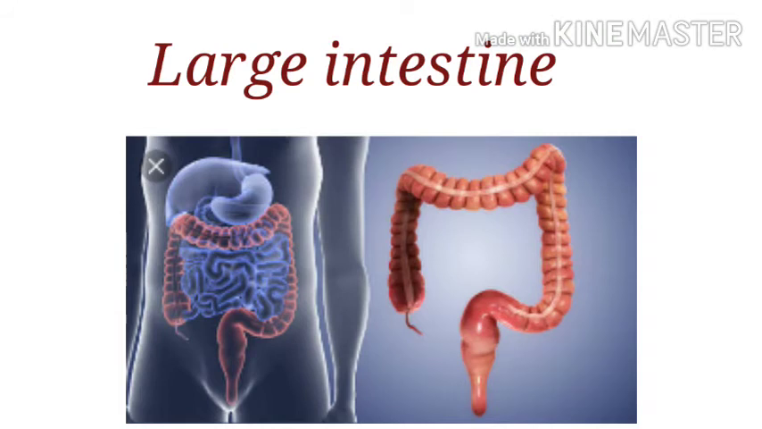Then after this absorption, that is absorption of water, salt and some vitamins, the waste part of the digested food moves towards the rectum, is temporarily stored at the rectum and released through the anus. So this is what happens to the food we eat.